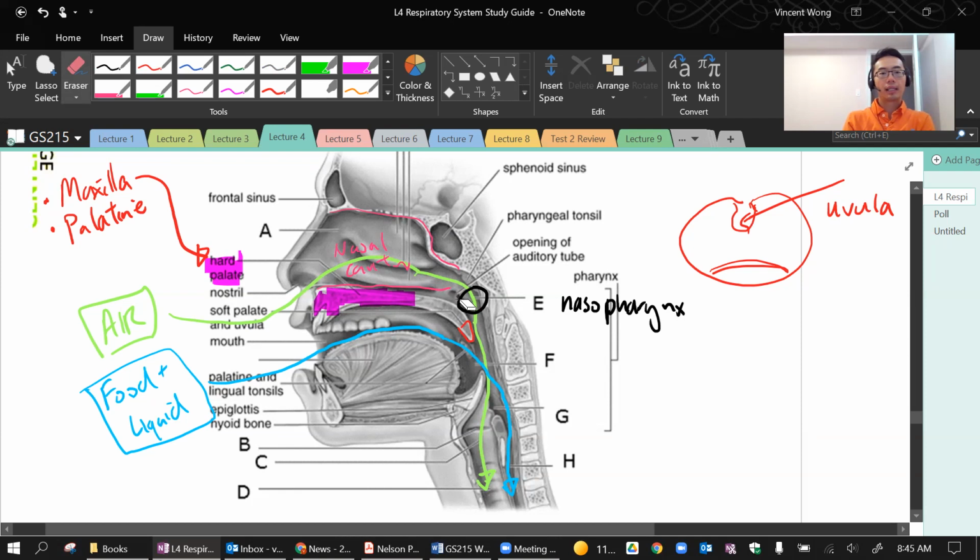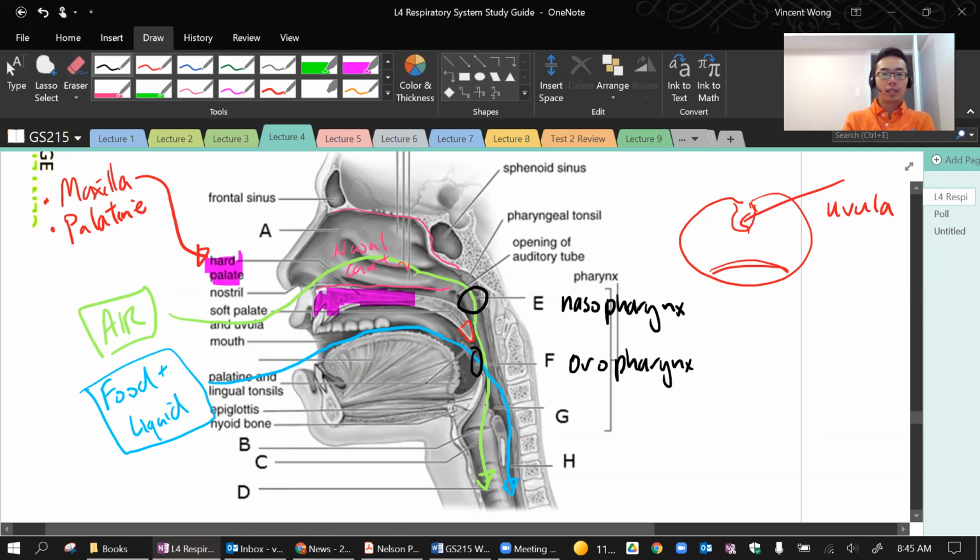And then here, if you're eating food and liquid, you're going to enter the pharynx through the opening here. So that is the oral pharynx. You're entering your pharynx through the oral cavity.